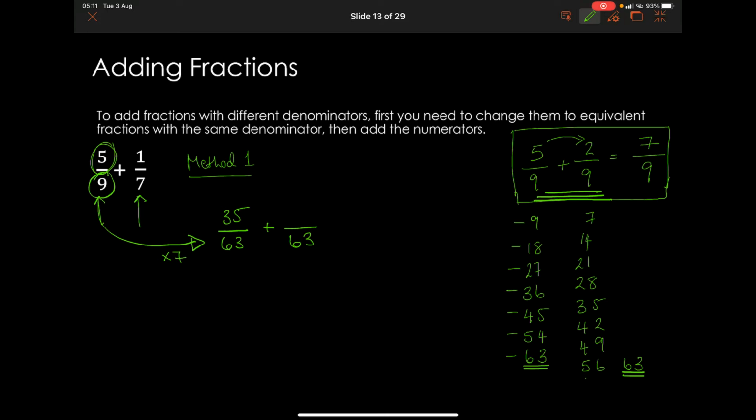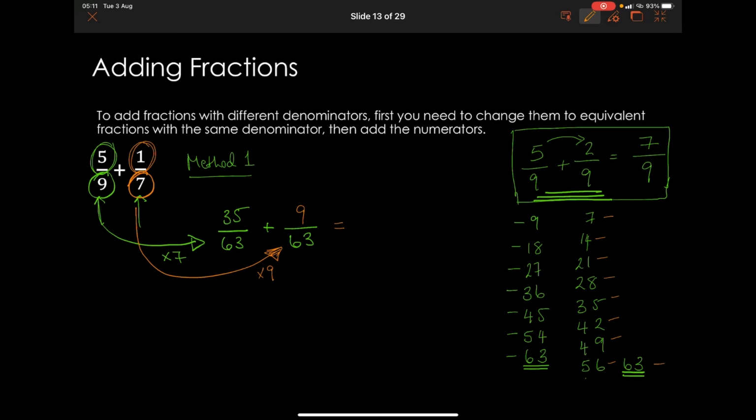Now, the next thing I've got to do is think, how did I get from this 7 to 63? If I count 1, 2, 3, 4, 5, 6, 7, 8, 9, I multiplied it by 9. You'll see a pattern in a minute, or a link between the two methods. So I times it by 9. That means I just need to times this top number by 9. Well, 1 times 9 is 9.